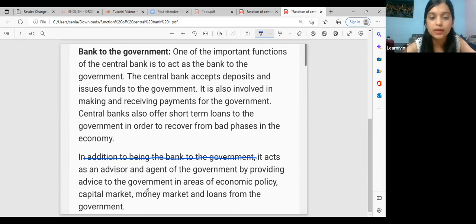And capital market, I'll explain what capital market is. Everything we will be doing, don't worry. Money market and loans for the government. If the government wants to take a loan, who will help? So basically the central bank.